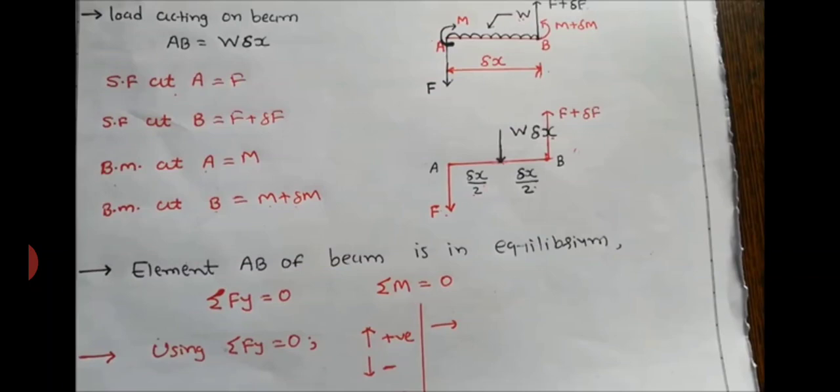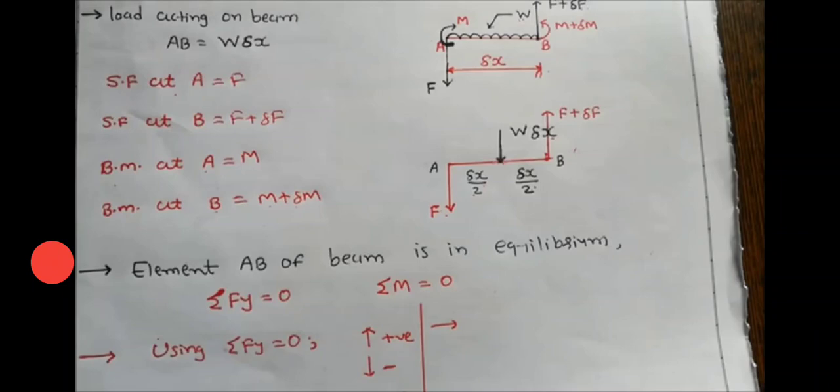Now you will convert this UDL into a point load, into a concentrated load. So what will it become? W into delta X. See, I have drawn the figure of the beam again. It is W into delta X, and it will act exactly on the middle. So the distance from the point load will be delta X by 2 from A and B. Now applying the equilibrium equations, that is sigma Fy equal to 0 and sigma moment equal to 0.